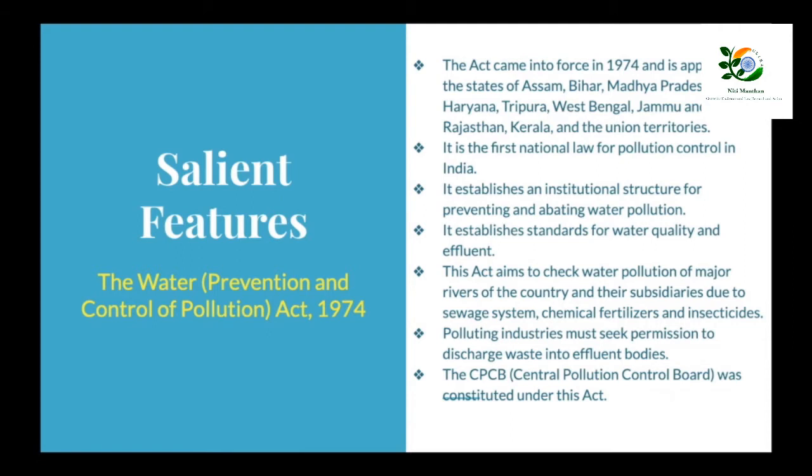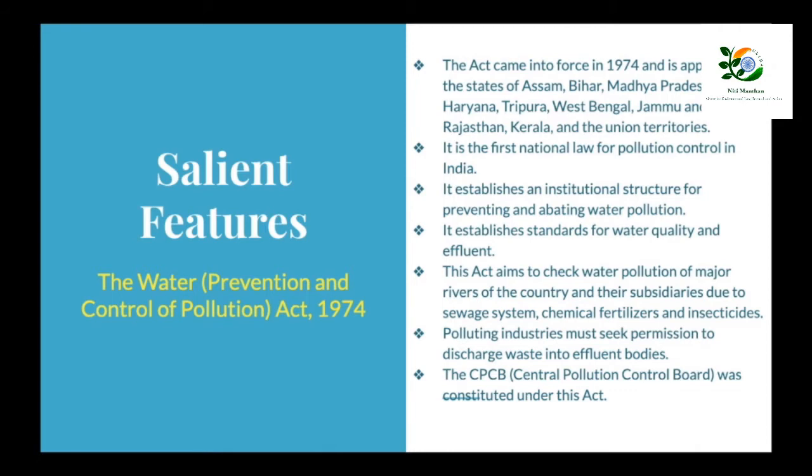The CPCB, that is the Central Pollution Control Board, which we'll deal with in the later part of this video, was constituted under this act. The aim of the act is to check the water pollution of major rivers of the country, and also their subsidiaries, which are getting polluted because of the sewage system, chemical fertilizers, insecticides, and other harmful pollutants which are being discharged into the water bodies.